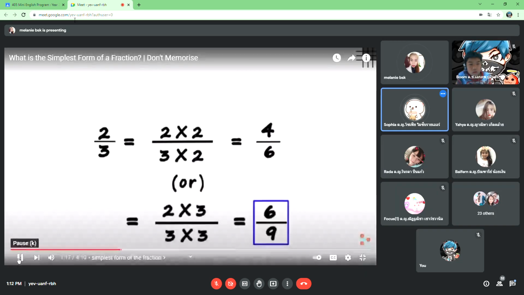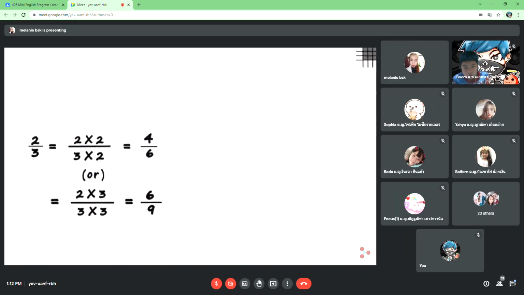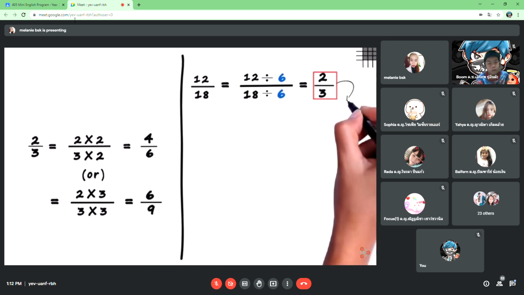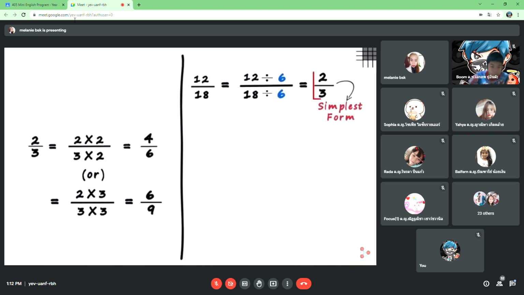Okay, the fraction remains unchanged. Let's look at an example. Consider the fraction 12 by 18. We can divide the numerator as well as the denominator by 6. The numerator will be 12 by 6 and the denominator will be 18 by 6. 12 by 6 is 2 and 18 by 6 is 3. 12 by 18 and 2 by 3 are the same. And this 2 by 3 here is called the simplest form. It means that this fraction cannot be reduced further.